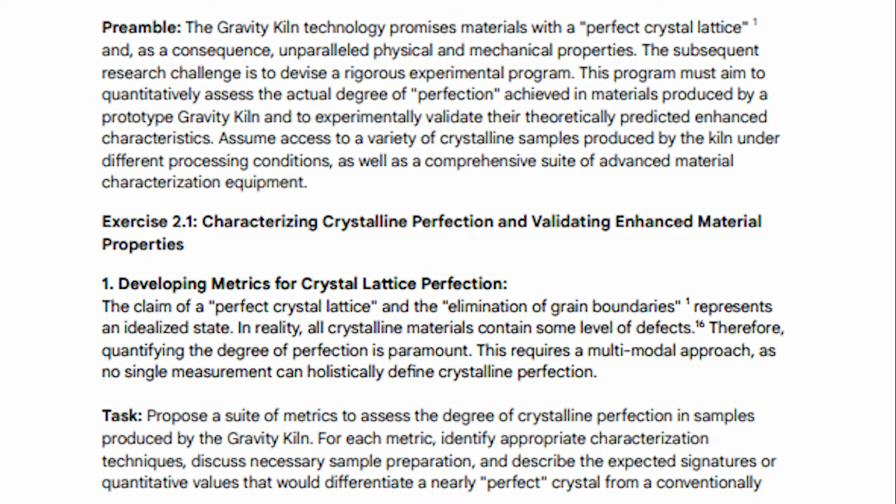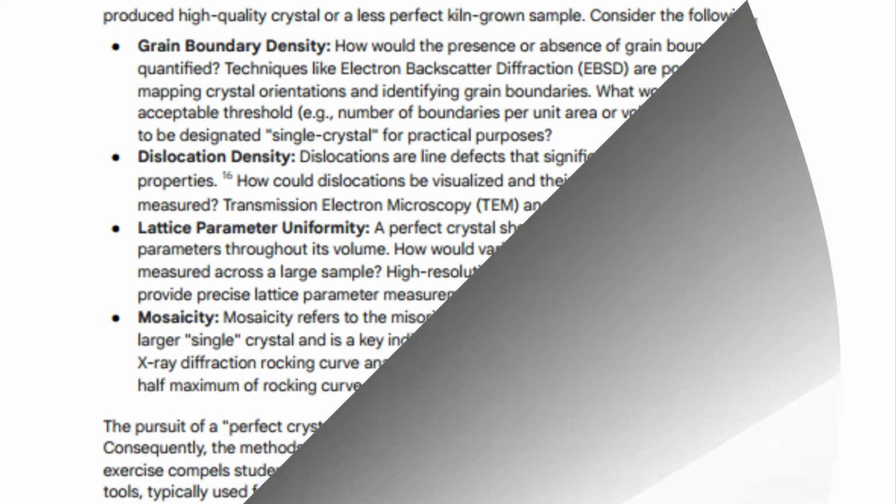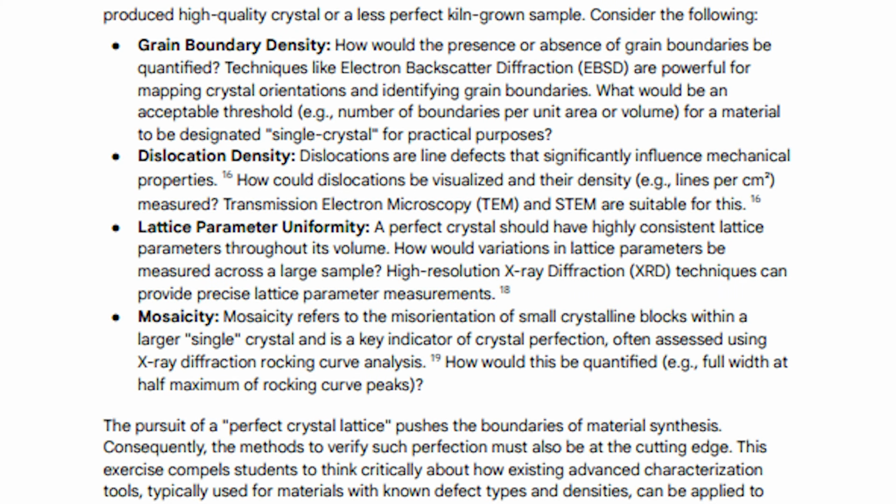Task: propose a suite of metrics to assess the degree of crystalline perfection in samples produced by the gravity kiln. For each metric, identify appropriate characterization techniques, discuss necessary sample preparation, and describe the expected signatures or quantitative values that would differentiate a nearly perfect crystal from a conventionally produced high-quality crystal or a less perfect kiln-grown sample. Consider the following.